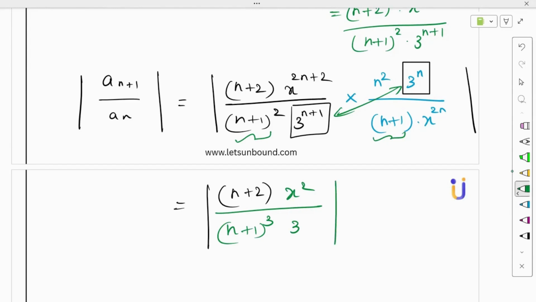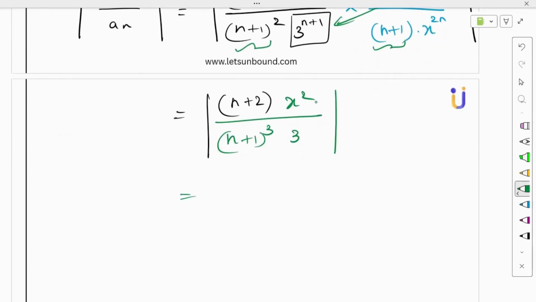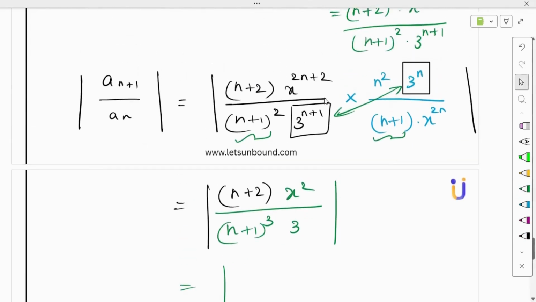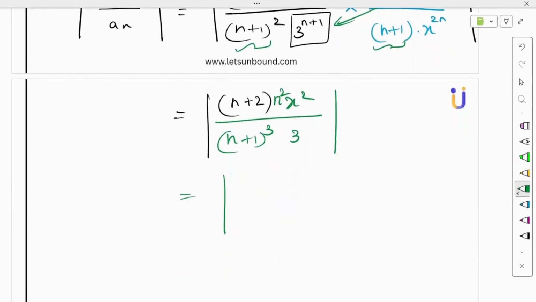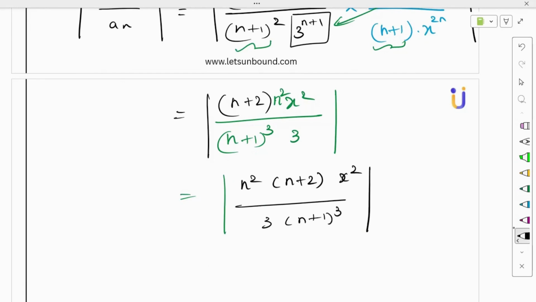So this is what we got, which is modulus of n square into n plus 2 into x square by 3 into n plus 1 the whole cubed. N square is also there.